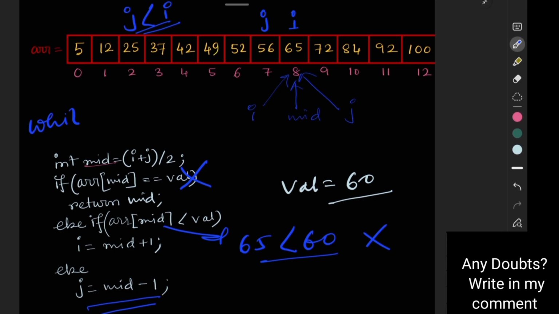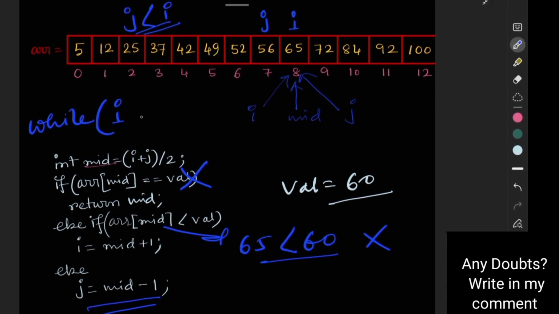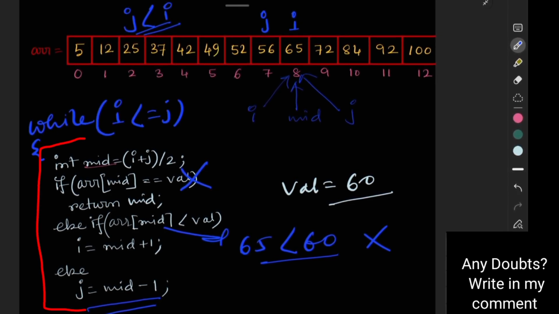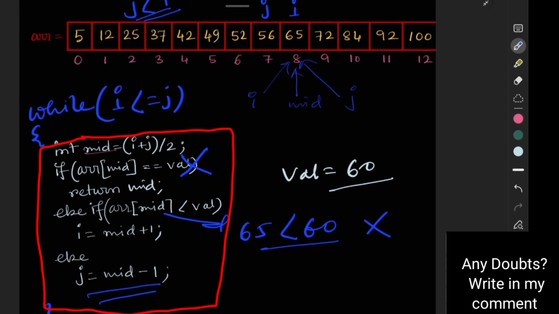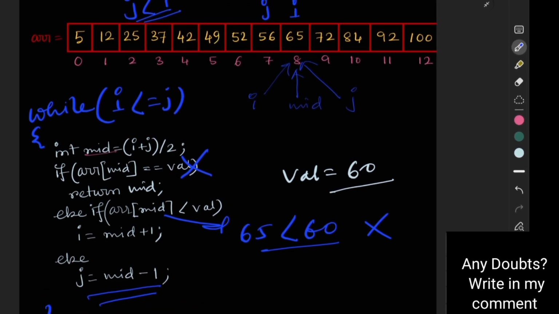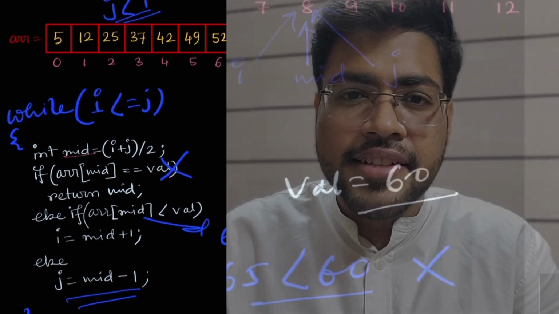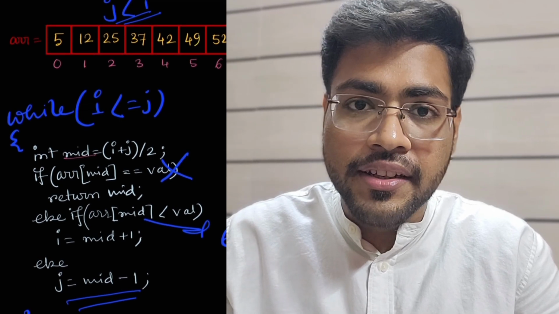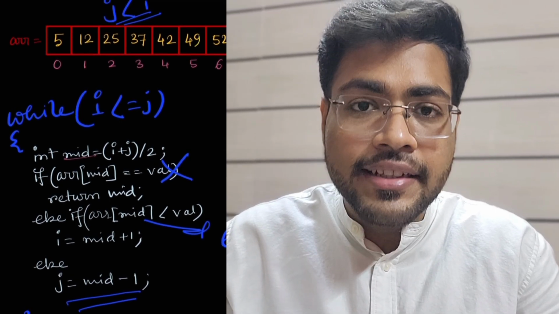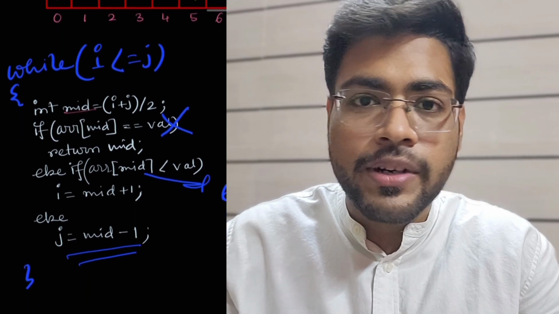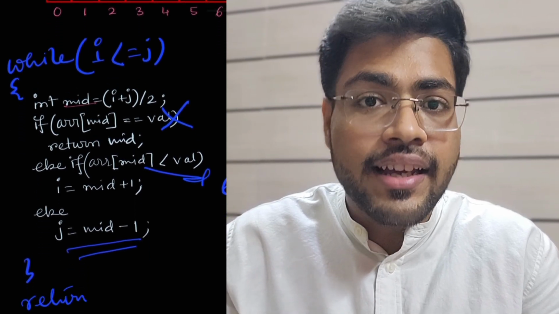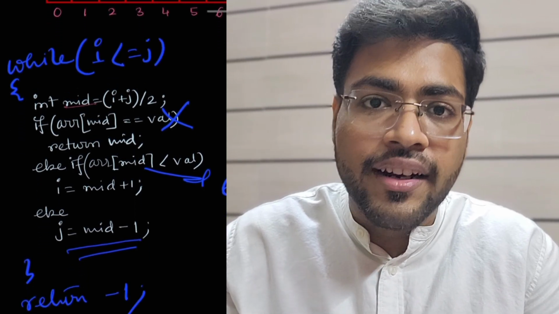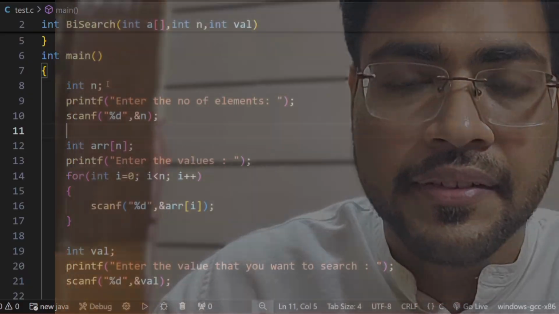So now I can add one condition in a while loop, that is this code will only work when i is lesser than or equal to j, okay? Here just remember one thing, i will always be lesser than or equal to j. If i crosses j, that means the value is not present in that sorted array. At that time we will return -1 after the loop.